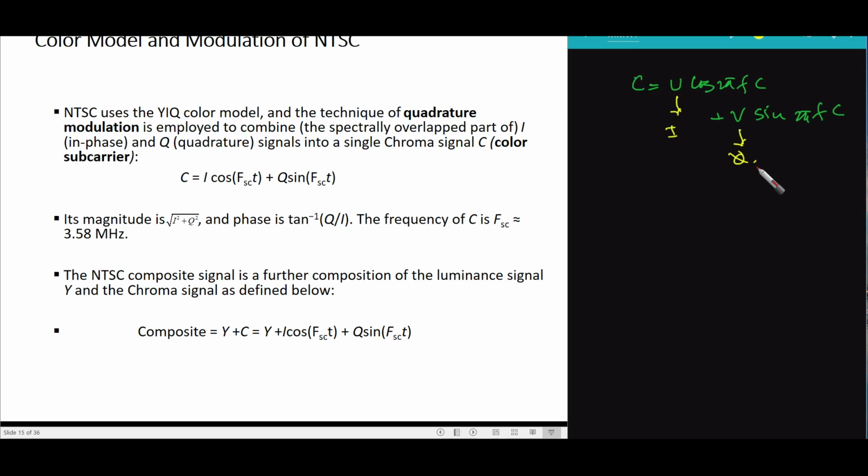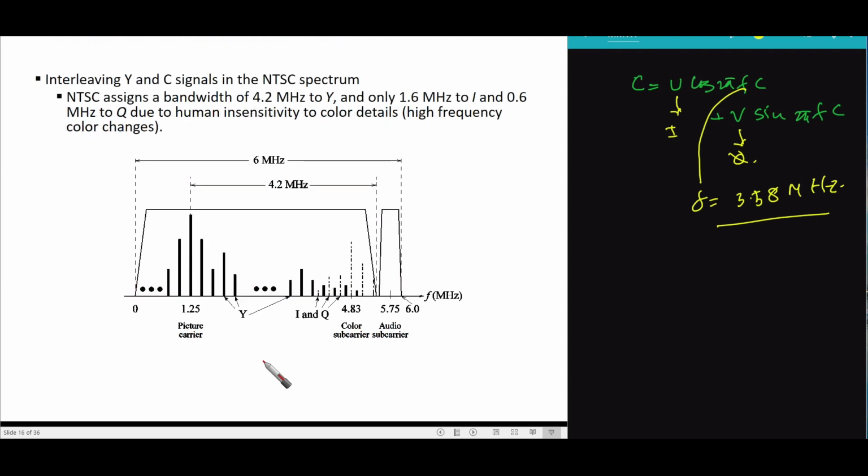But whatever, that's not the important thing. The important thing is the value of this frequency fc, which is typically 3.58 megahertz in NTSC. And you know what the composite signal looks like: the luminance information plus the chrominance signal. I already explained that, so no need to explain more.